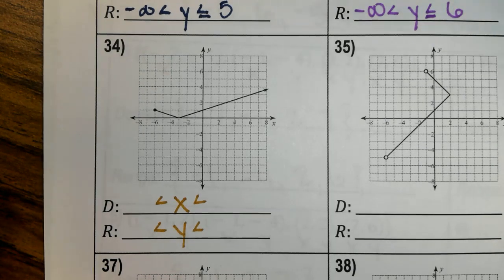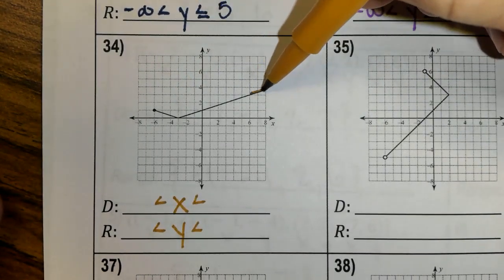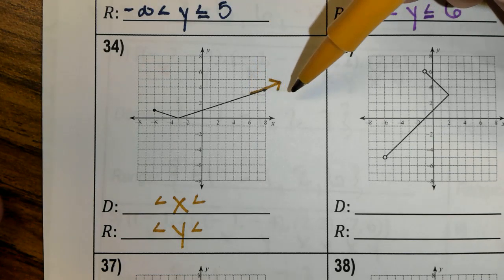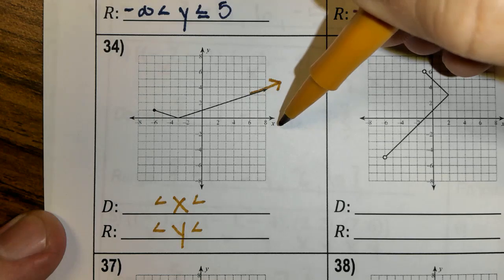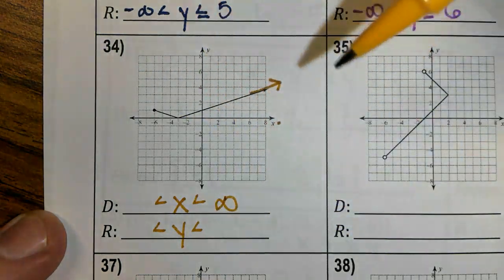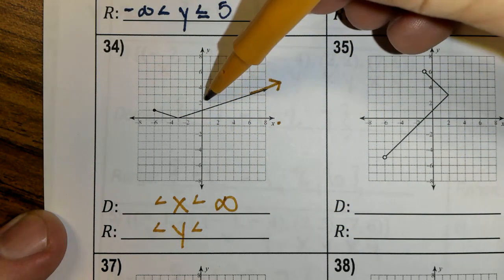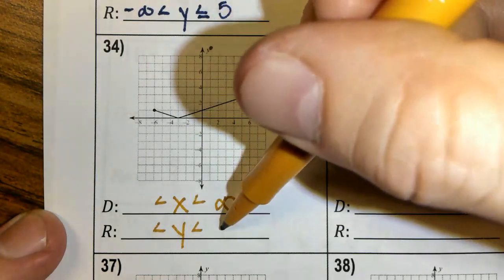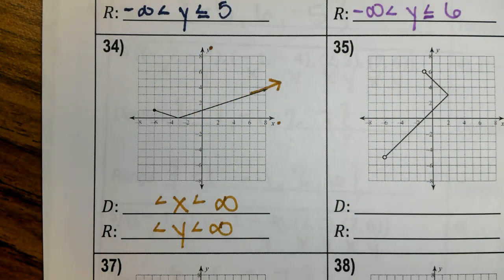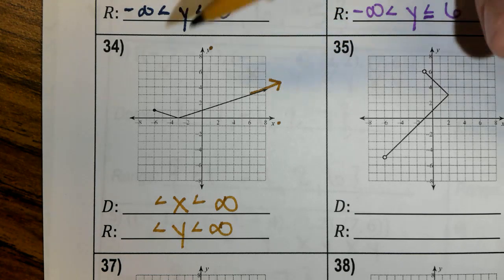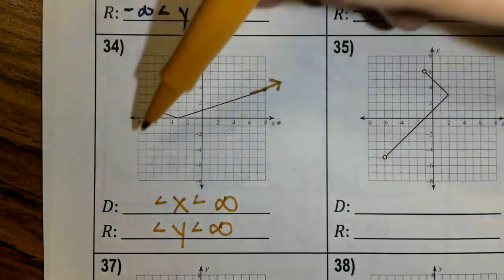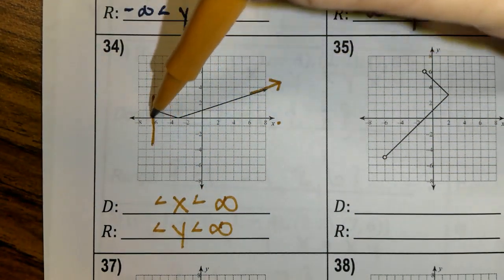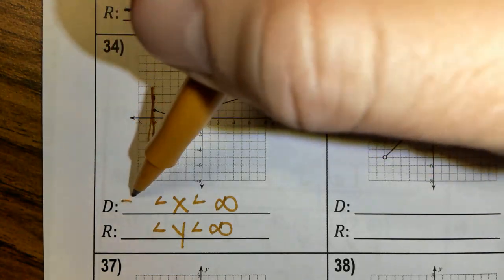Okay, so I have an arrow right here. That arrow is going right and up. So right is positive infinity on the x-axis, so that's domain, and up is positive infinity on the y-axis. Those are my two infinities for this one. Now I need my left side and my bottom of my graph. The left side of my graph is all the way over here, which is -6.